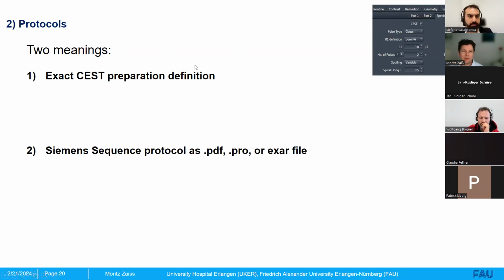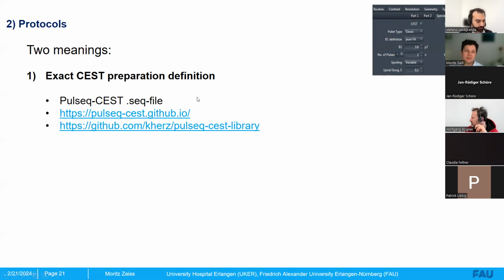Then let's move on to the second part, which is the protocols. For the protocols, I want to quickly distinguish. We have two meanings here, right? One is the protocol as we would define it in a paper, so the exact CEST preparation definition. The second meaning is really, for us, a Siemens sequence protocol, like a PDF or profile or even an Excel file for the scanner, or how to set up the special card that you get for a certain sequence.